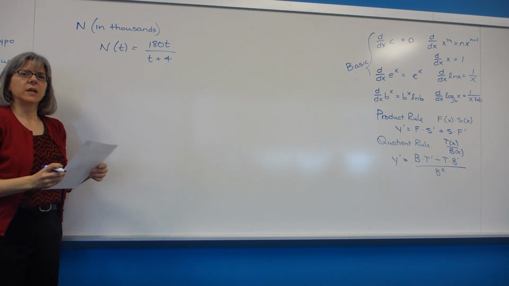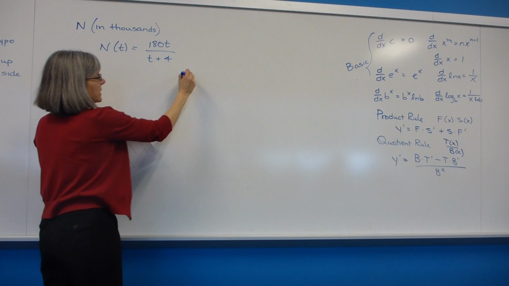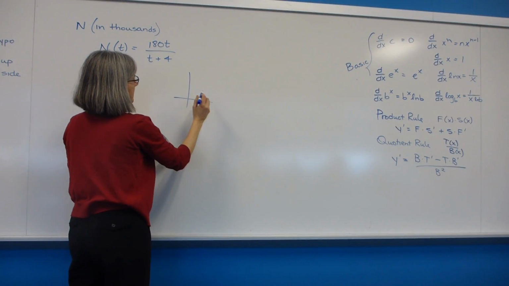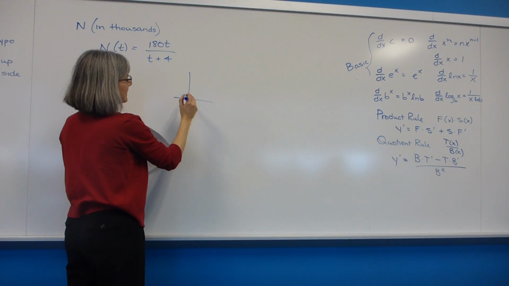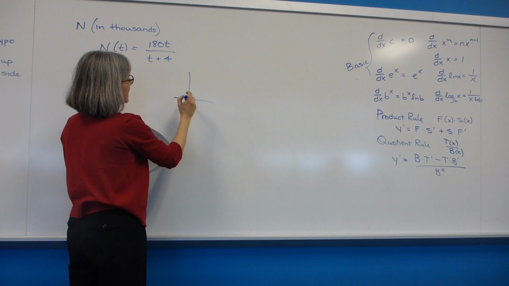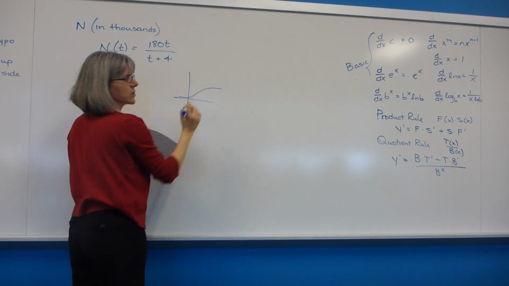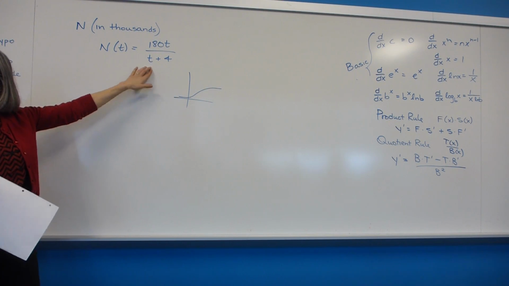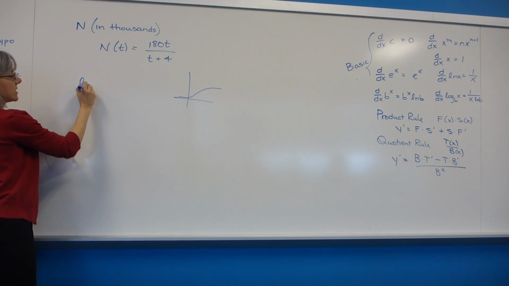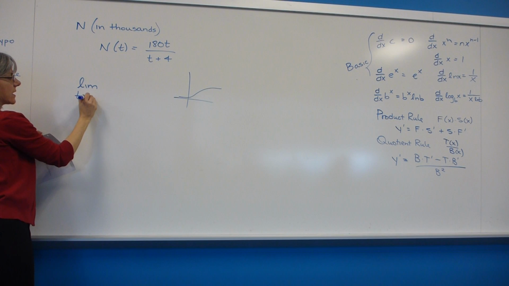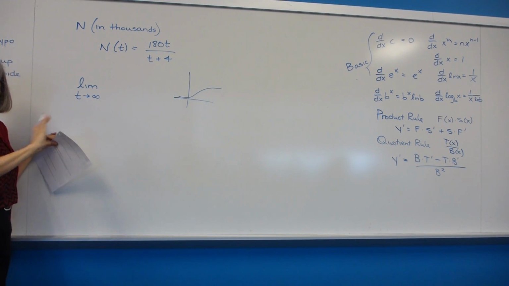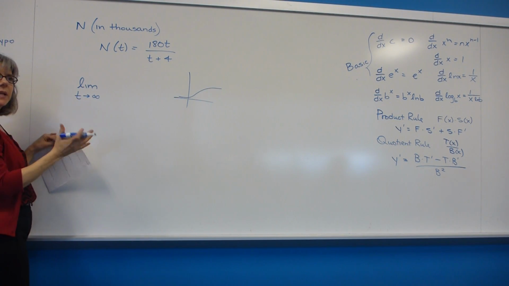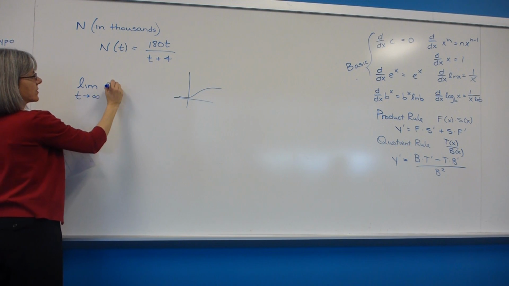Think about this. I believe this graph looks like this. I'm not certain, but let's think about the limit. As t gets really large, let's do this one as a review. As t gets infinitely large, like if this were in place forever, what would I expect for the number of subscribers?